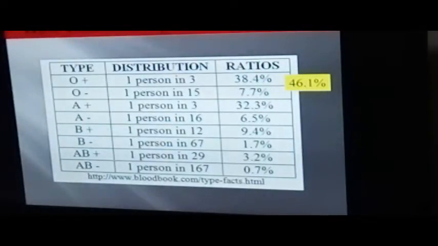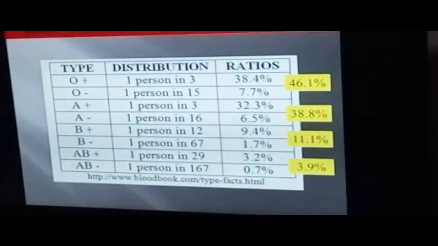But anyway, O as a group make up 46.1% of the population. A's make up 38%, or 39 roughly. B's 11%, and AB's only 4%.